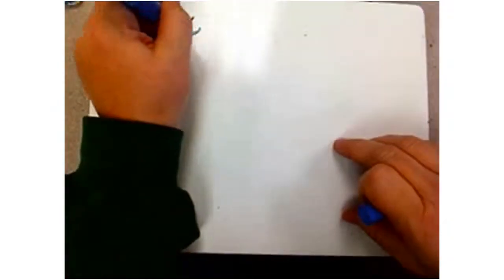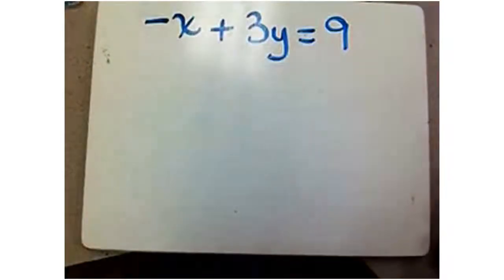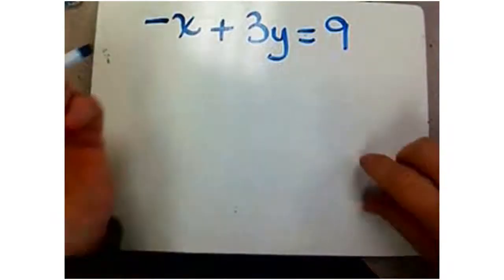Now they give us a "your turn." If you turn the page, it says "your turn" again. It says graph negative x plus 3y equals 9. So negative x plus 3y equals 9.